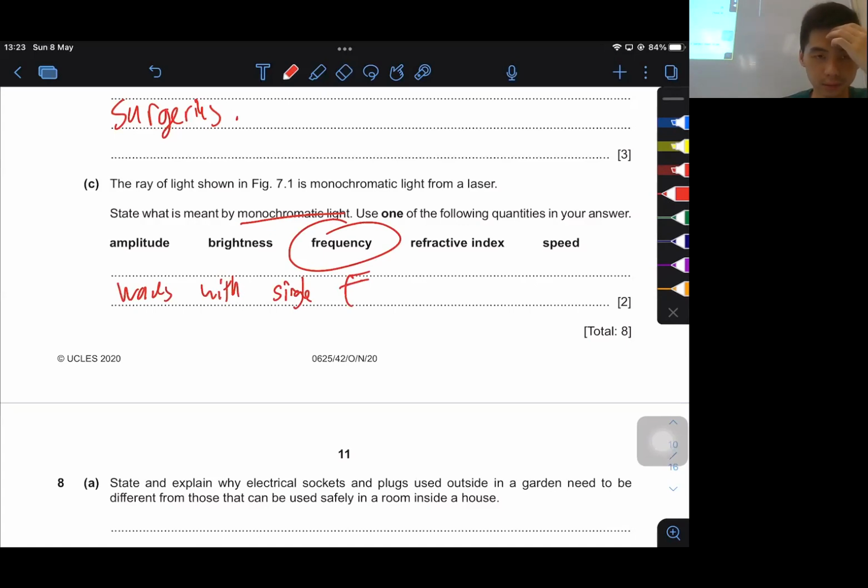Yeah. 2 marks. I don't know why. Stupid, but it is what it is.